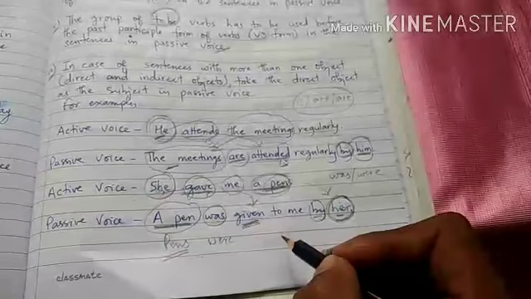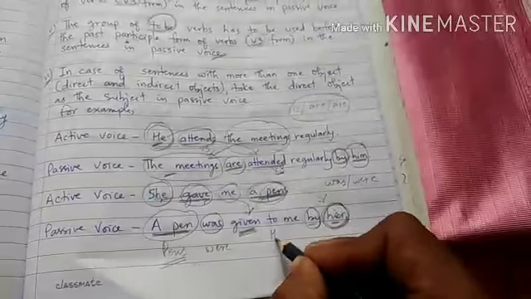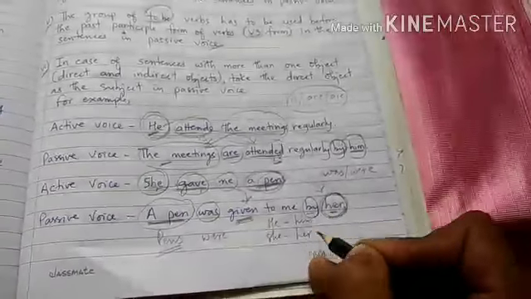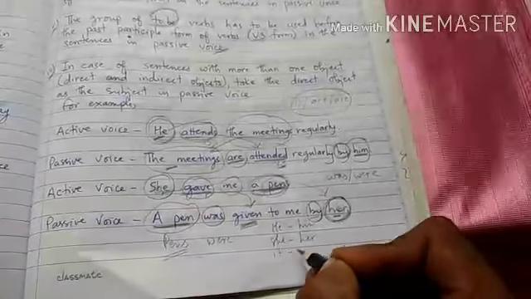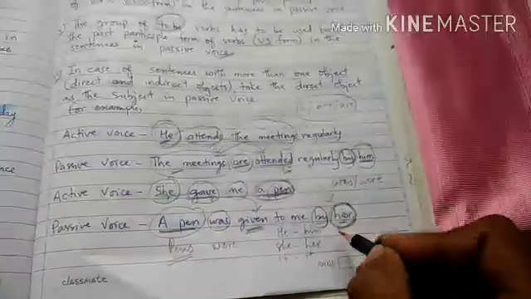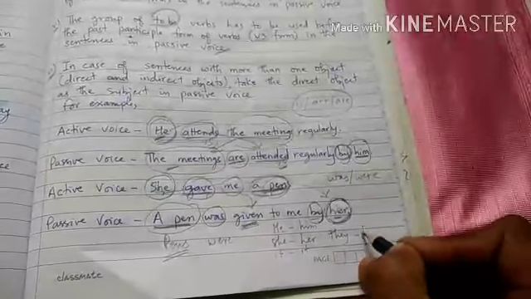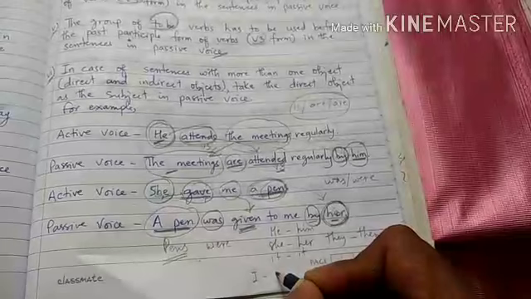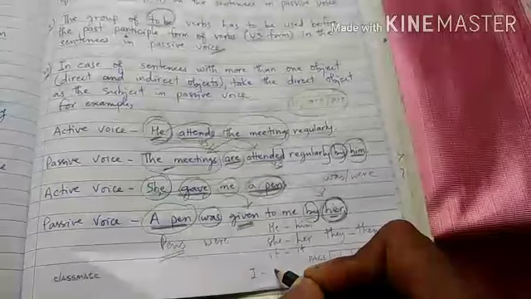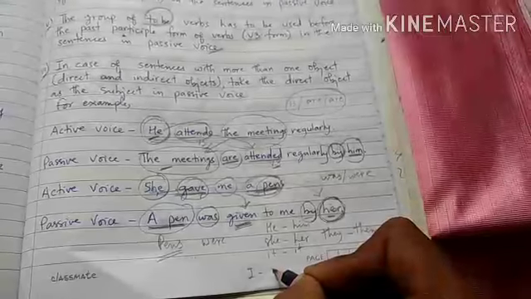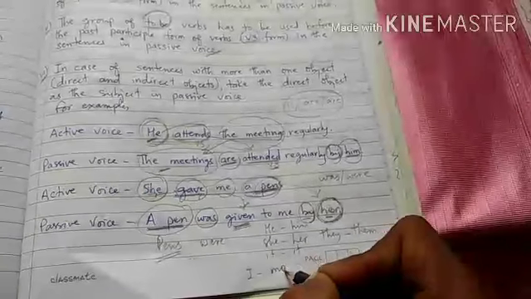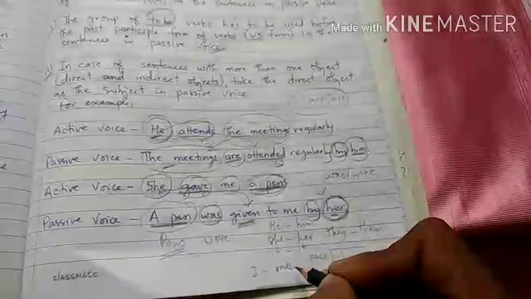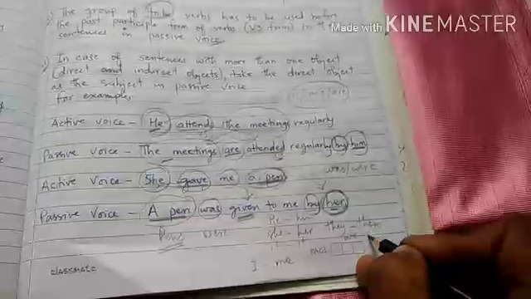Okay. Now in case of pronouns, when we use pronouns as the subjects, then he changes to him, she changes to her. It will always change to it only. Now they will change into them. I changes to me. Now we changes to us.